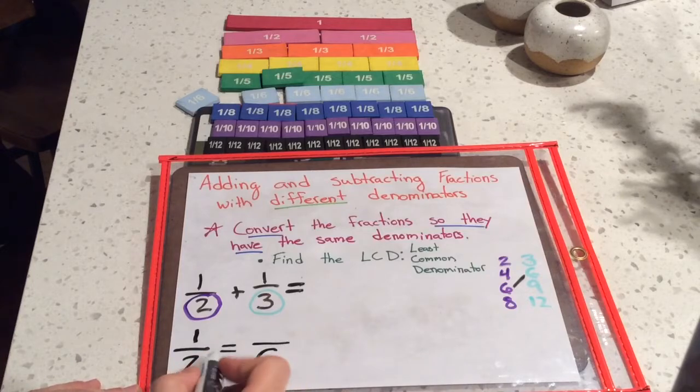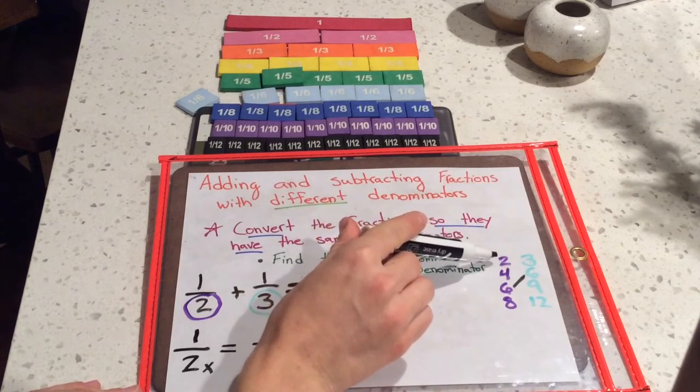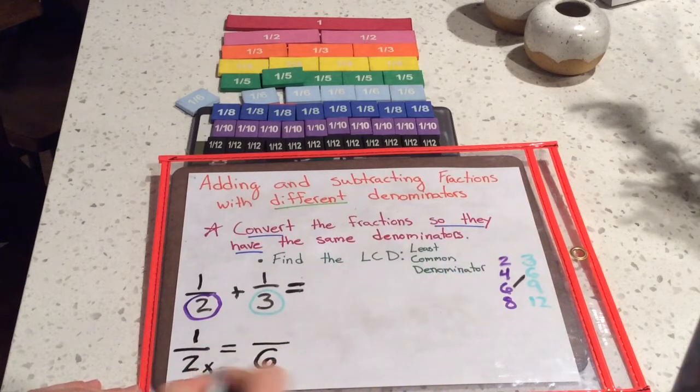When we convert fractions, we're going to be using either multiplication or division. In this case, we're going to be multiplying. So I need to ask myself, 2 times something gives me 6. Here's one of the benefits to skip counting over here. I can see 2 times 1, 2 times 2, 2 times 3. I know that 2 times 3 will give me 6.